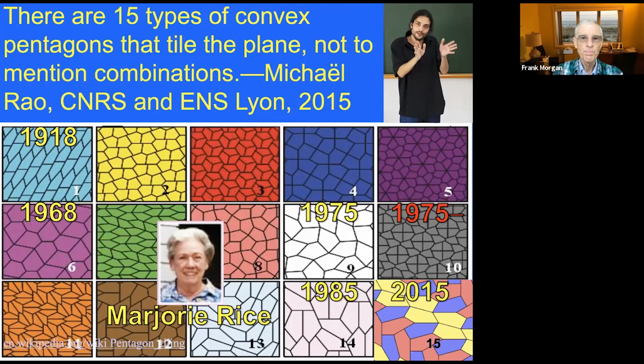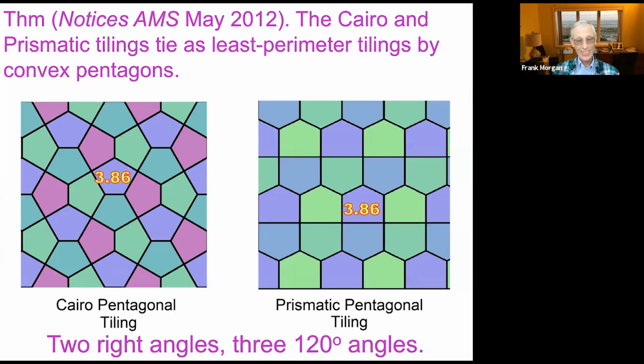So there are these 15 types of pentagonal tilings, but what is best? Well, it is a tie. It's a tie between the Cairo tiling on the left and the so-called prismatic or house tiling on the right. You can see it looks like a little house, which has 2 90 degree angles at the bottom and 3 120 degree angles along the top. The Cairo tile on the left has the same angles. The only difference is that the two 90 degree angles, instead of being adjacent at the bottom, are opposite on the two sides. The angles don't quite determine the shape.